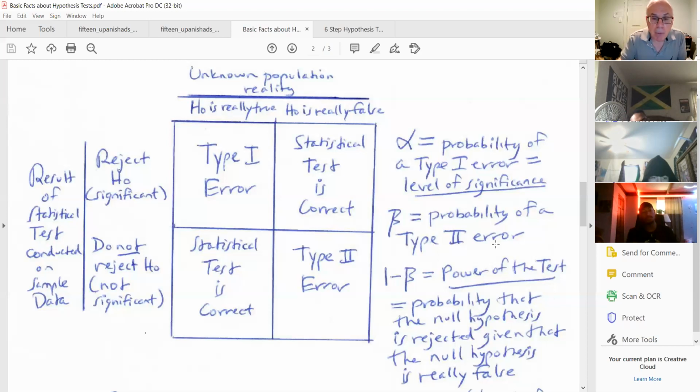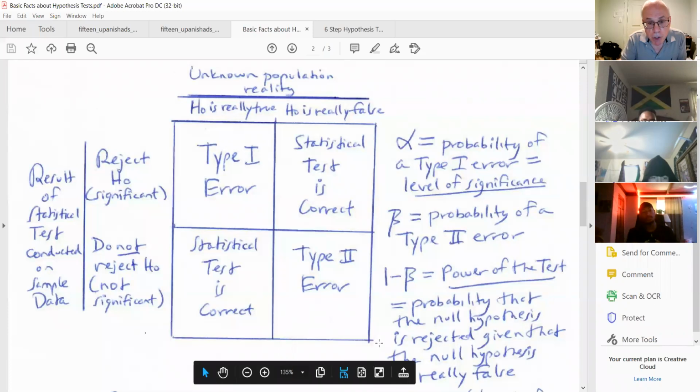The other thing is this other idea of the power of the test. This is also an advanced concept that's done in a more advanced statistics course. But typically, it is 1 minus beta. So if you know what beta is, the power of the test is just the complement of it. It's just 1 minus it. Remember, this is a probability. So the power of the test is a probability, and it's the probability that the null hypothesis is rejected, given that the null hypothesis is really false.